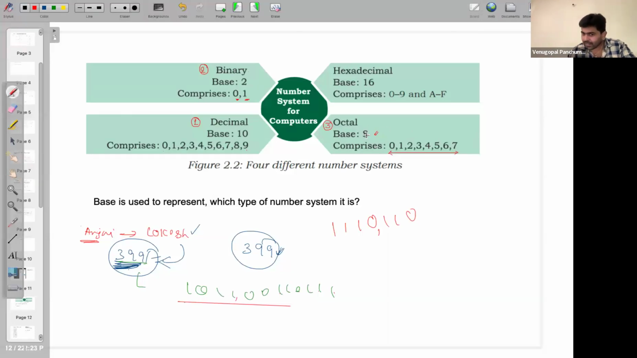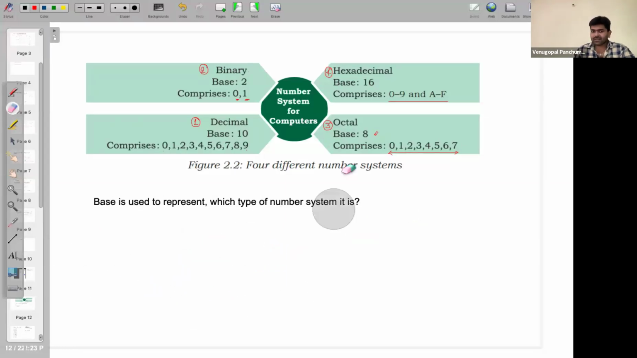So if I need to say that I am using an octal number system, then I need to mention which base it is. Next, we have the fourth one called hexadecimal. In hexadecimal, the base is 16, friends, which can contain 0 to 9 and A to F. We will discuss a little later what this hexadecimal is.